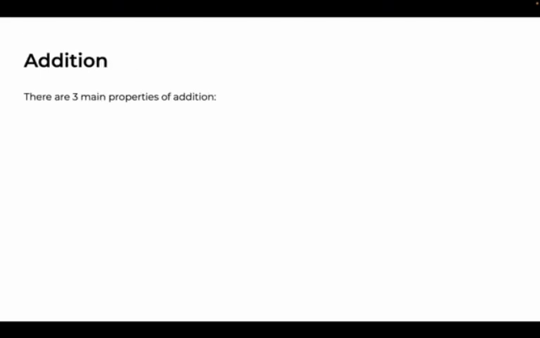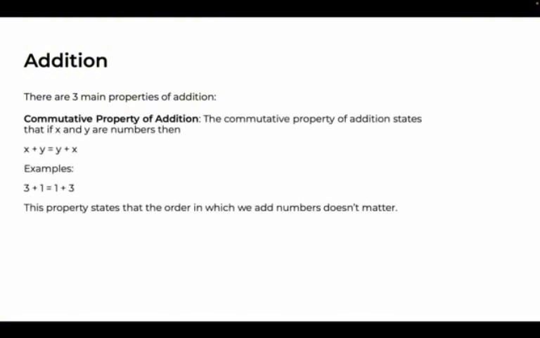First, we have addition. Addition involves combining two or more numbers together. There are three main properties of addition. First, the commutative property, which states that if x and y are numbers, then x plus y equals y plus x. This property states that the order in which we add numbers doesn't matter.